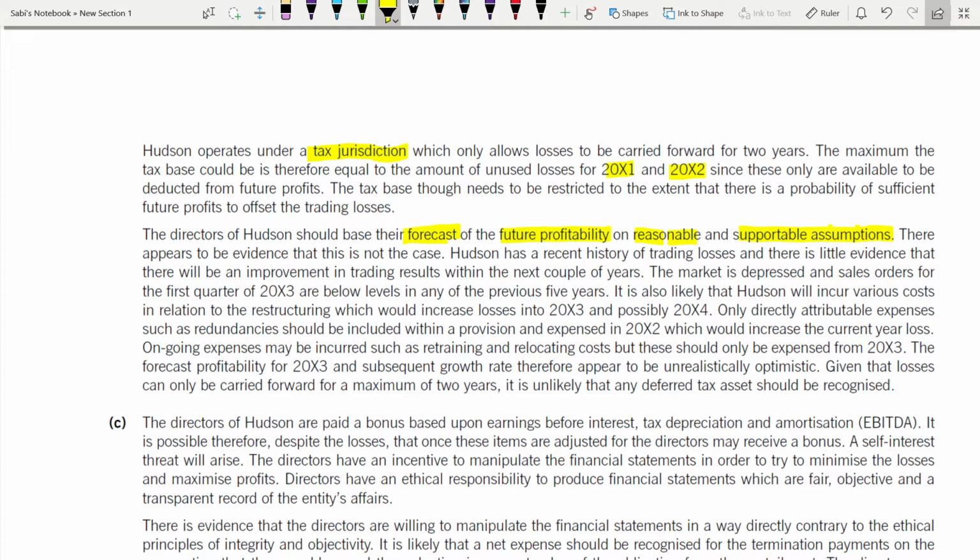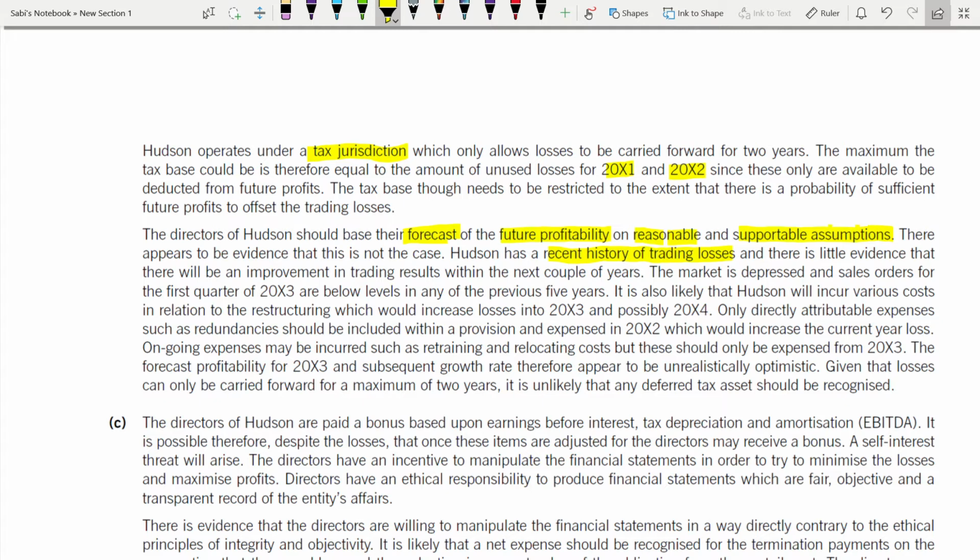So there appears to be evidence that this is not the case. Exactly, there's no evidence that this could be the case. If this is not the case, then please mention it clearly. Huston has a recent history of trading losses. Exactly, from your background we have been told they have been making significant losses of some 10-something, some figure I forgot now. Go back to the case study and you can even mention it.